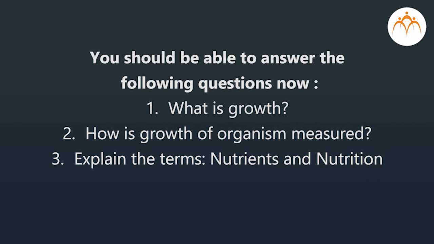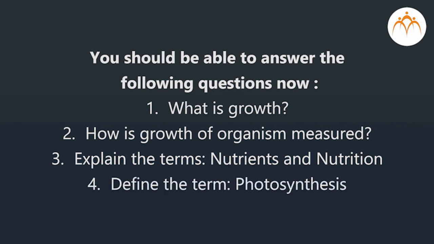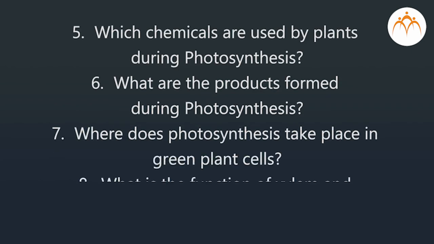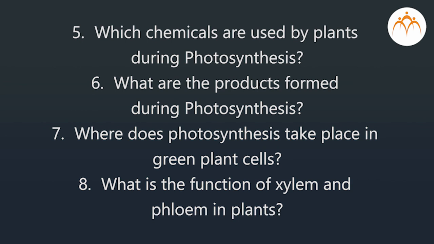You should be able to answer the following questions now. What is growth? How is growth of organism measured? Explain the terms nutrients and nutrition. Define the term photosynthesis. Which chemicals are used by plants during photosynthesis? What are the products formed during photosynthesis? Where does photosynthesis take place in green plant cells? What is the function of xylem and phloem in plants? In case you are unable to answer any of the above questions, I would suggest you to go through this session again.